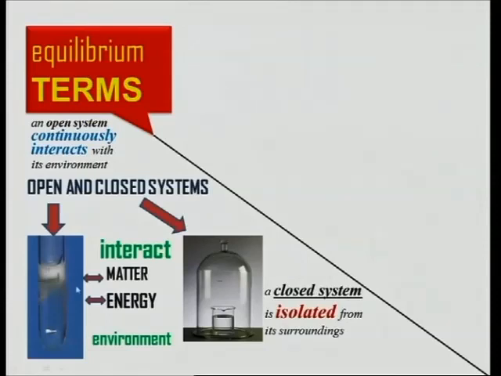In other words, no matter can escape, like carbon dioxide, and no energy can escape into the environment. So it is isolated so that we can always look and make sure all our gases and all our substances are still in the container. So that is the first definition you need to know. That's the first condition for equilibrium.